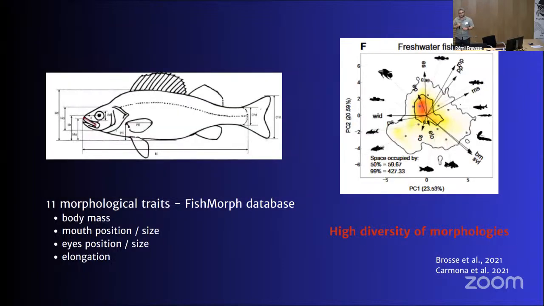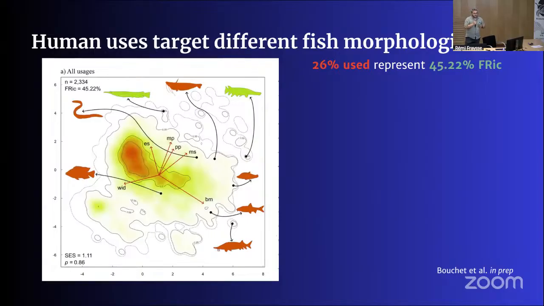And so here is the morphospace of all freshwater fish species. You can see the big ones here, the small ones here, and some weirdos over there inside the distinct region. So there is a very high diversity of morphologies associated with freshwater fish species. And what we need to know is whether the used species occupy the same area in the morphospace. Actually we use nearly a quarter of all freshwater fish species on the planet, and they represent nearly half of the whole morphospace. So here is the morphological space of all the freshwater fish species that we use.